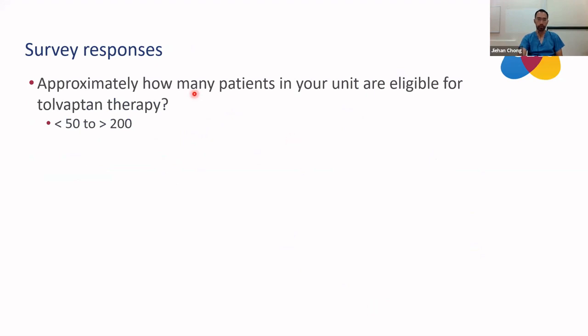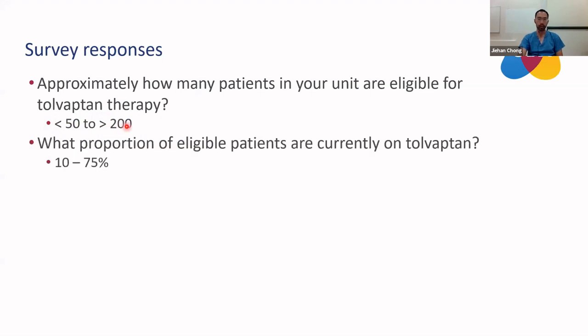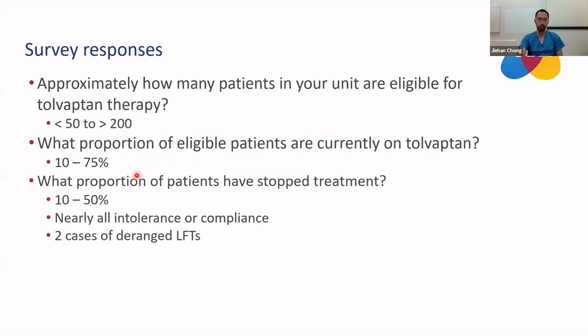We also asked units approximately how many patients were eligible for Tolvaptan at their unit, and the responses varied hugely from less than 50 to more than 200. We also asked about the proportion of eligible patients who were on treatment and the proportion who had stopped treatment, and the responses to these questions were similarly variable. For patients who had stopped treatment, nearly all were reported to be due to intolerance or compliance issues, and only 2 cases of deranged LFTs were reported in this survey.